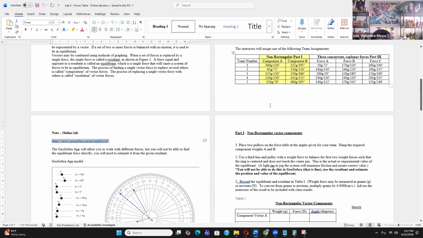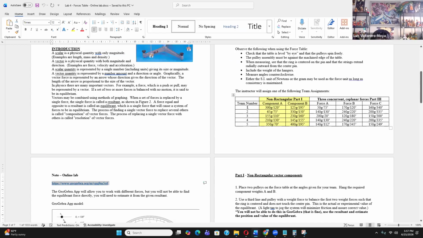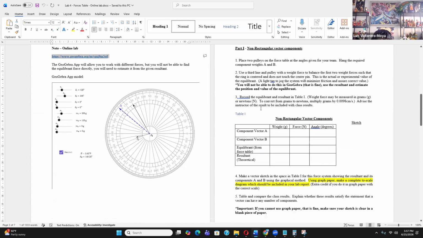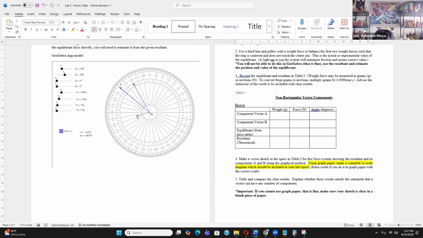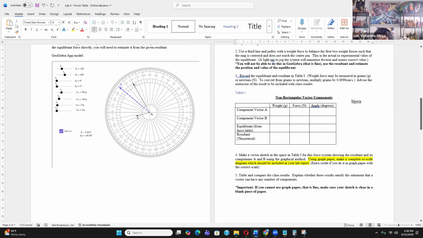Now, if you were in a lab setting, I would be assigning you different values. There are team numbers here, 1, 2, 3, 4, and 5. So you can just use 1, it's fine. Those are the values you're going to use for part 1, part 2, and then for part 3. So for part 1, you have this table. For the sketch, you can just take a picture.